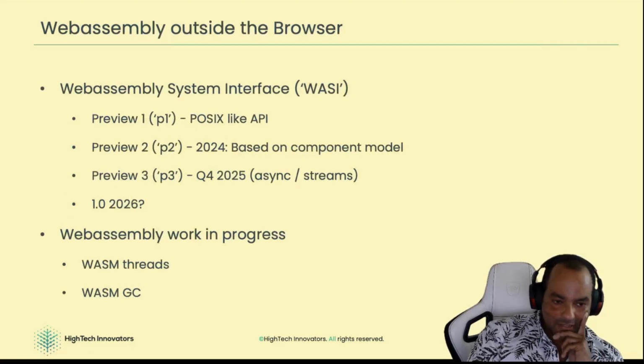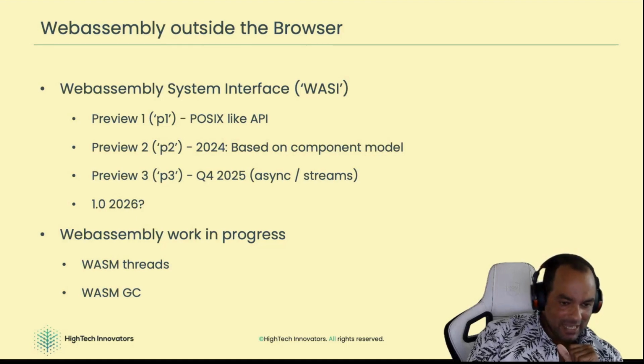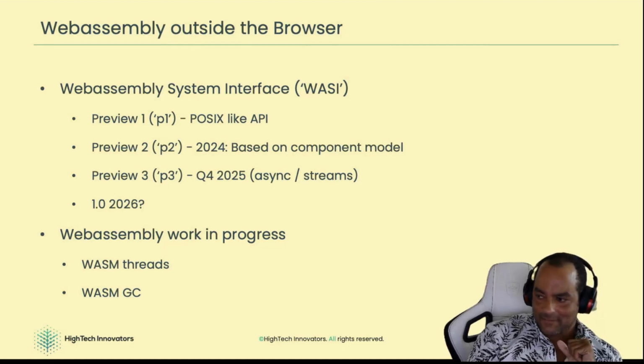The P3 version will be released this year. That will include async and streams. That will make the performance quite a bit better. And hopefully in 2026 there will be a 1.0, so there is a little bit less breakage. And there is also some other work in progress, like threads and garbage collection. I might mention them later.